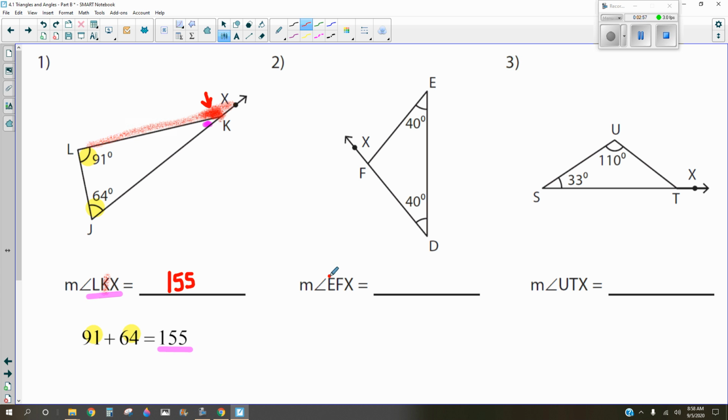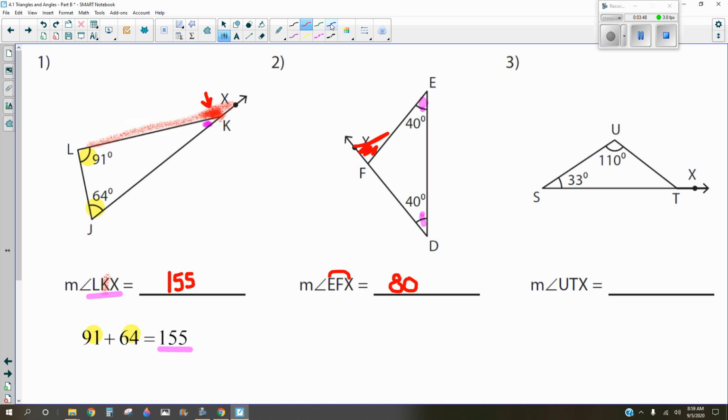We want the angle between E and X. Okay, here's E, here's X. So I'm looking for this guy right here. That's an exterior angle. So remember, the clue to exterior angles is don't use this one. Use the two other angles. So I want 40 and 40. I add those two together. 40 plus 40 will equal my red angle because it's the outside angle. And 40 plus 40 is 80. So this red angle, XFE or EFX, this outside angle is the total of the non-adjacent angles.